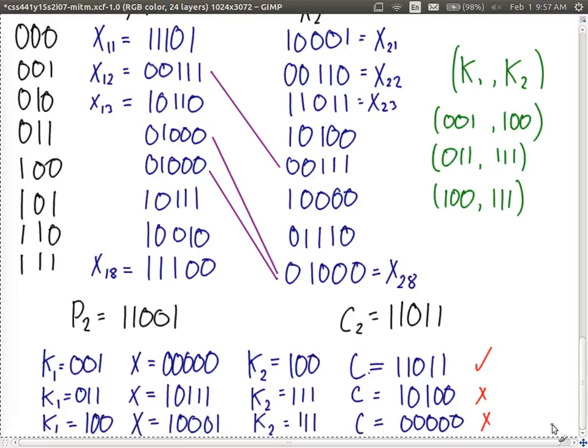Of those three potential key pairs of K1 and K2, we tried them all using our second known plaintext-ciphertext pair, and we found that two of them don't work. Only one of them works, and that tells us that the correct values of K1 and K2 are the first pair. K1 is 001 and K2 is 100. That's the answer. We've found the key for the double version of our cipher, Bob.